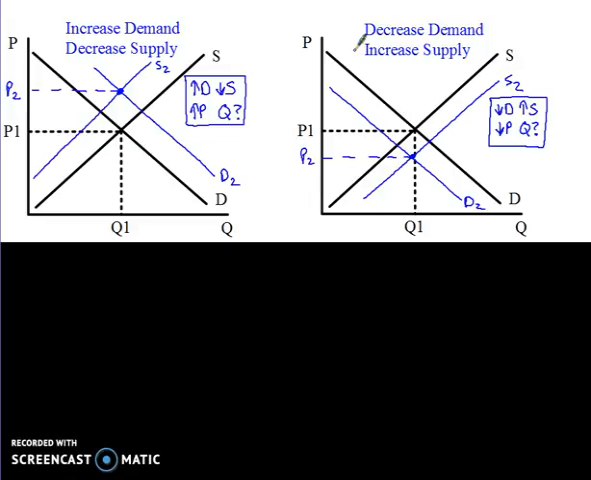On the next video, we'll look at what happens when they shift in the same direction. We'll take a look at that on the next video.